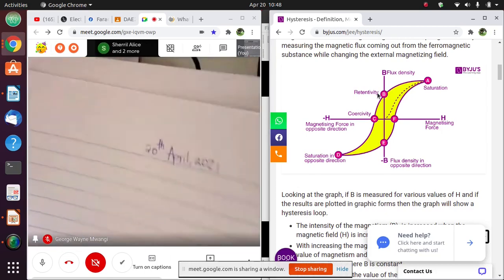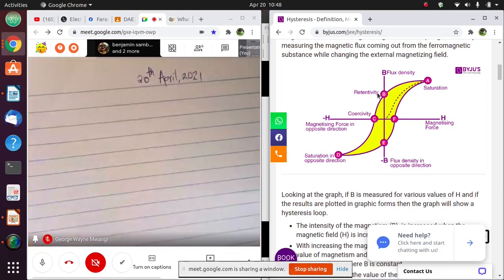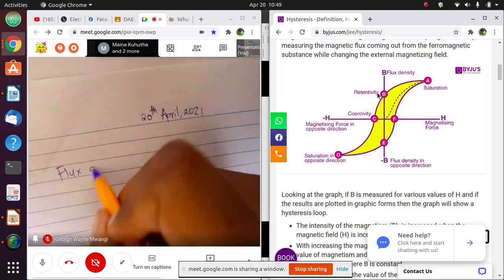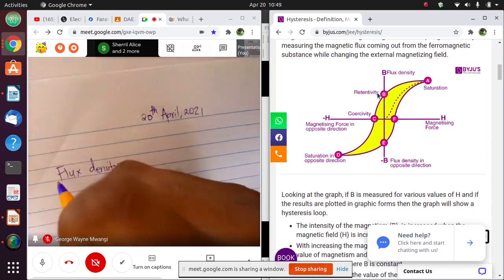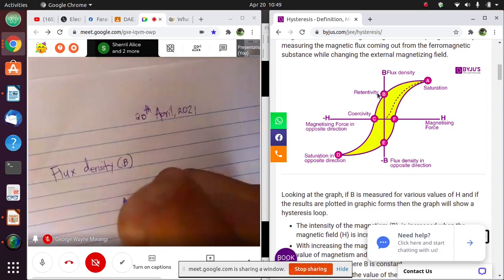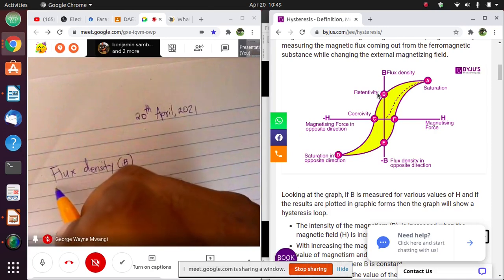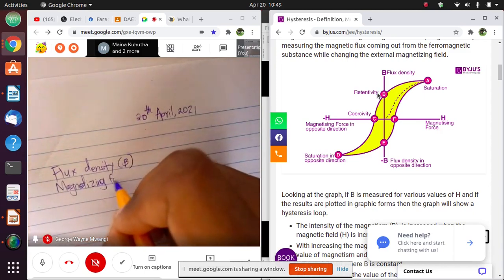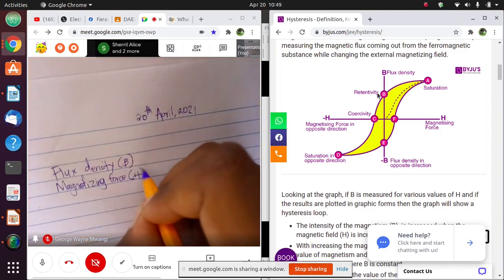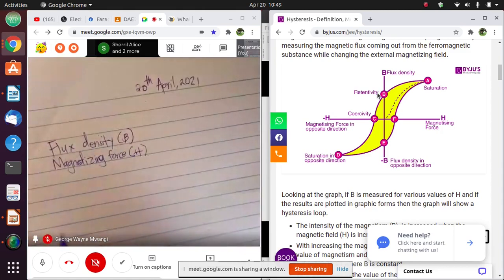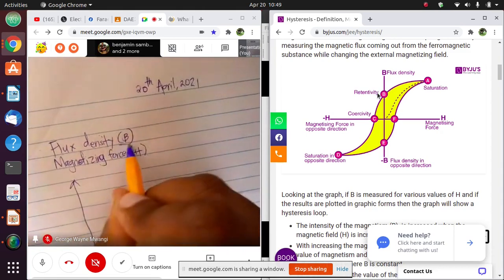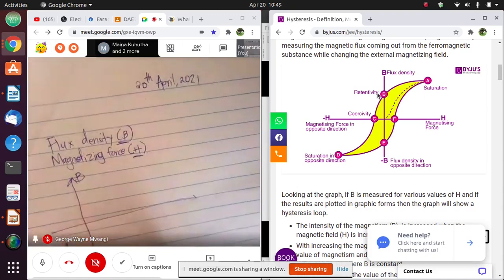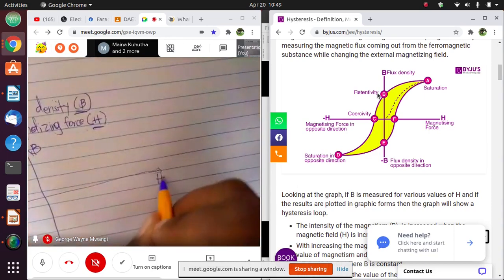Okay. Now we had mentioned some factors ama some terms. We had talked about flux density, which is usually abbreviated as B, and we had talked about magnetizing force, which abbreviation yake ni H. Now when you plot these values, when you have, let's say, the values of B and the values of H, now kisha ukaziplot as a graph, the result is what we call a hysteresis loop.